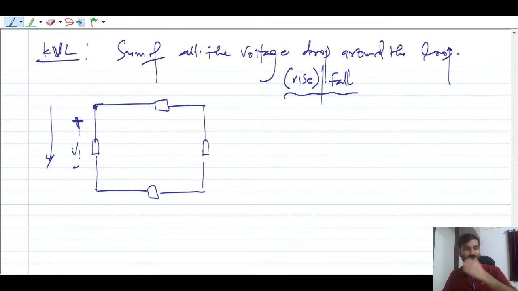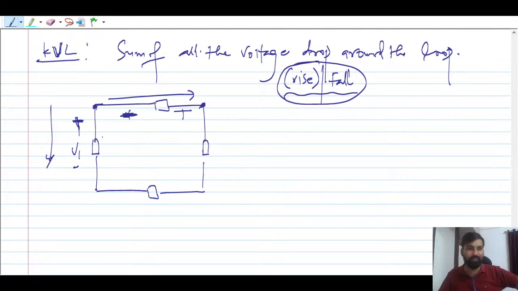Fall. The voltage is going to fall, right? And suppose you're moving from minus to plus like this. It is going to rise. This drop, this potential is going to rise. Okay. So what will you do? Instead of talking about rise and fall, what is better for you to do?